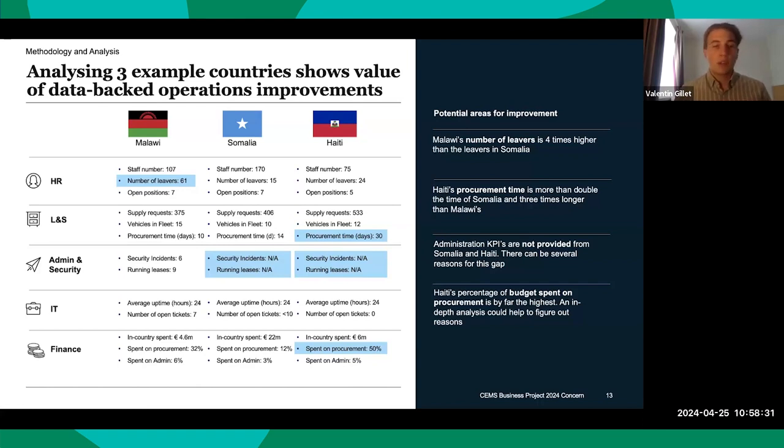And the last number we wanted to highlight is in the finance part. Haiti has a very strong spending on procurement itself, 50% of the in-country budget. Here we also recommend an in-depth analysis to figure out the reason for that, to maybe make cost savings in the end, adapt to another procurement way, and overall Concern can save money.